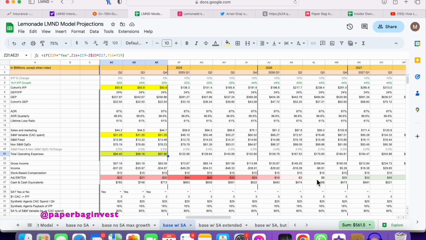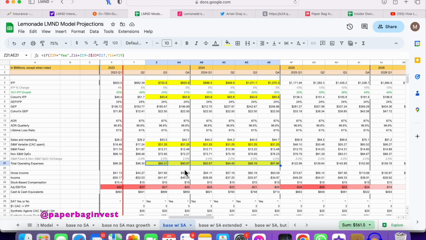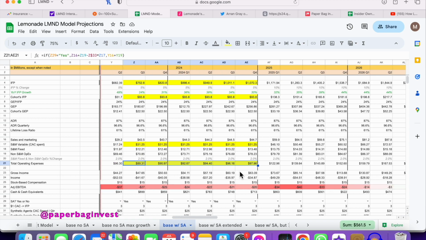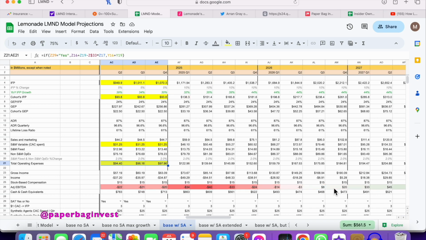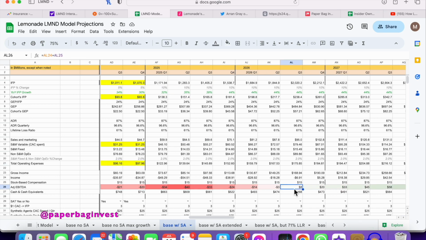What's great about this sort of model is once we start to see how Lemonade does the accounting for their synthetic agents, and make sure we're on the right track and understanding it, with everything crystal clear about the effect it's having, then if they announce a new synthetic agent deal, we can use this model and probably pinpoint pretty accurately when they're going to become profitable, probably a few years before the market would really realize that.